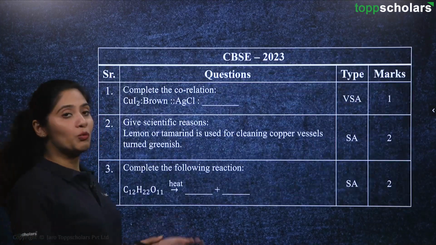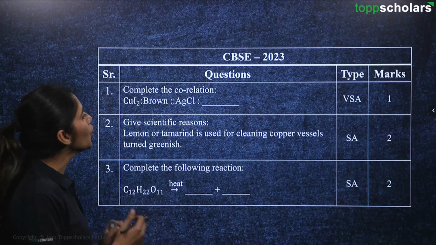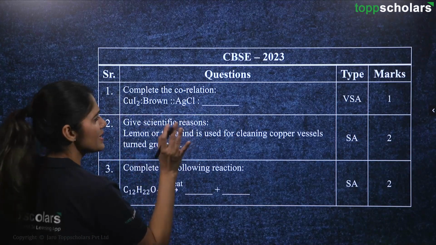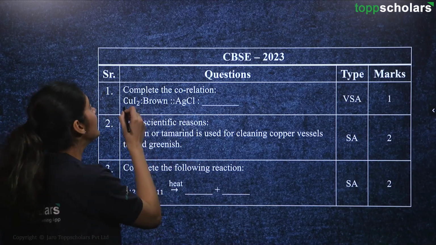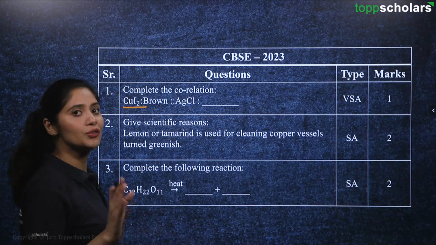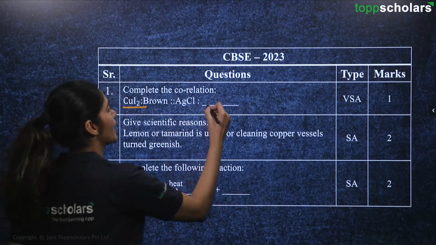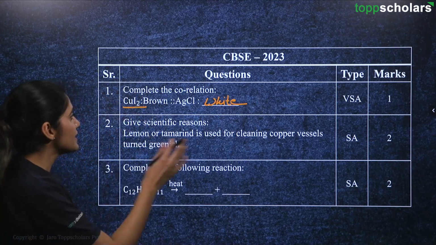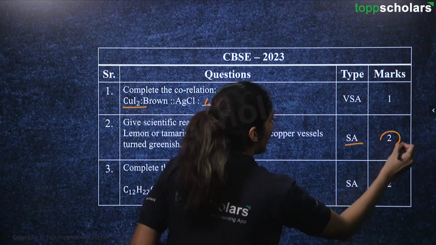Now let's move on to 2023, that's our last year. Now we have to complete the correlation. So what is the correlation here? If you can see, this is a 1 mark question. It's a very short answer and a very easy no-brainer question. You have seen that CuI2 is brown in color, and AgCl, so we will definitely have to mention the color, and AgCl is white in color. So we'll just write white here, right? This is it. You get 1 mark.